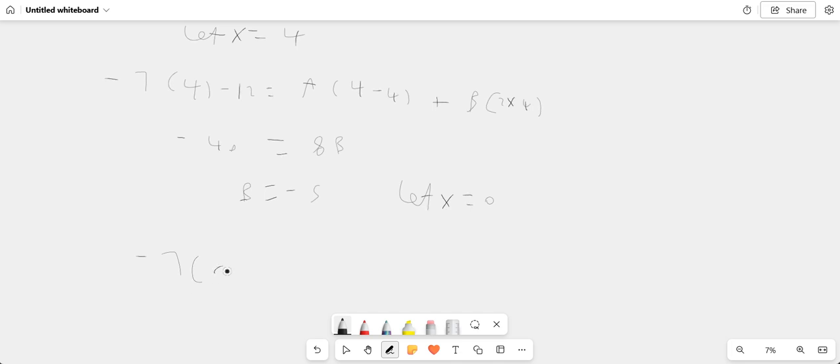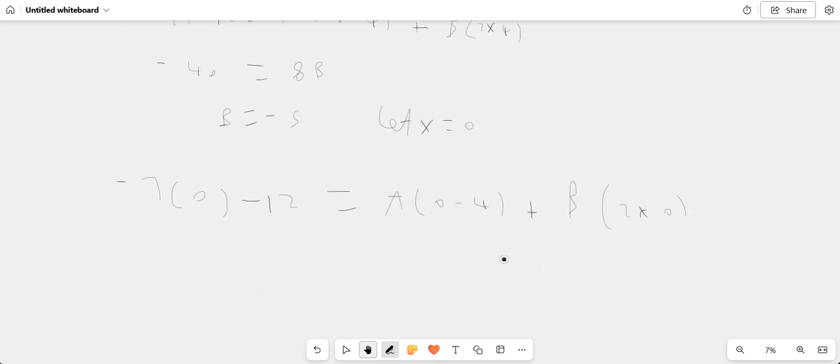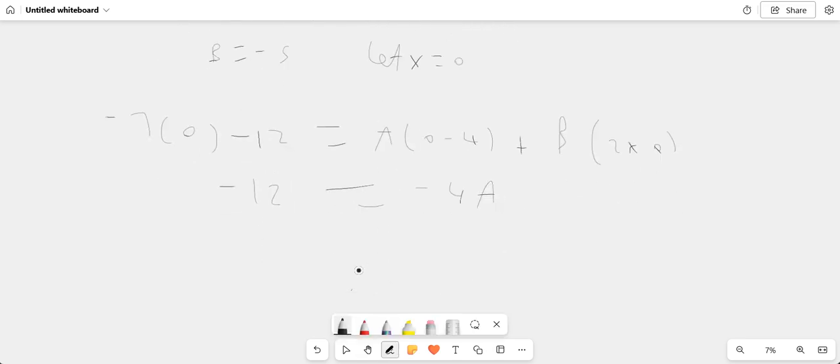So we've got minus 7 on the left-hand side, 0, minus 12, that's just going to be minus 12. And then a open bracket 0 minus 4, and then plus b, 2 times 0. So what's going on here then? Well, obviously we've got minus 12 there, because minus 7 times 0 is nothing, and then minus 12 is minus 12. The b term goes. A, 0 minus 4 is minus 4, so we've got minus 4a. And so hence a is equal to 3.